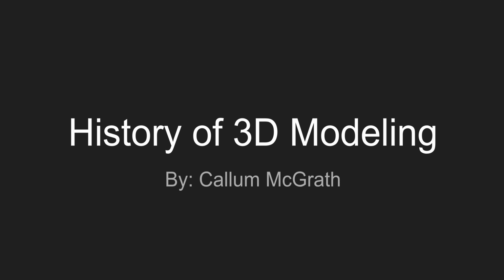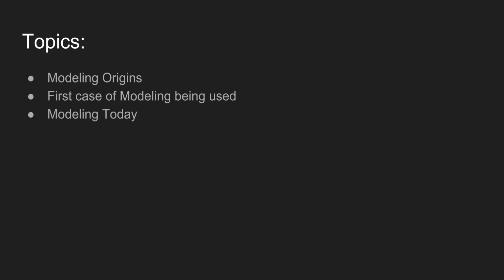So, quickly, we're going to go over something I thought was pretty cool, which is my history of how modeling came to be a thing. For 3D modeling, we're going to talk about modeling origins, first cases of modeling being used, and modeling today. First cases of modeling being used for films, TV, games, stuff like that, rather than 2D graphics or 2D animation and all that fun stuff.